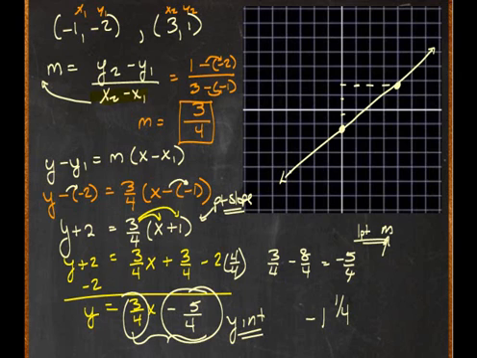And that's it. So we started with 2 points, found our slope, then took that and made the equation in point-slope form, plugged in our points, which gives us our point-slope equation, and then solved for y, giving us our slope-intercept equation, which is much easier to graph.